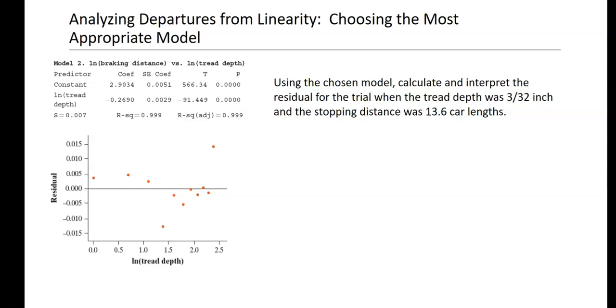Okay, so for this model, we chose model 2. So we're going to use that to answer this question. This now gets a little dicey here. Calculate and interpret the residual for the trial when the tread depth was 3/32 and the stopping distance was actually 13.6. So the actual is 13.6. The tread depth was 3/32.